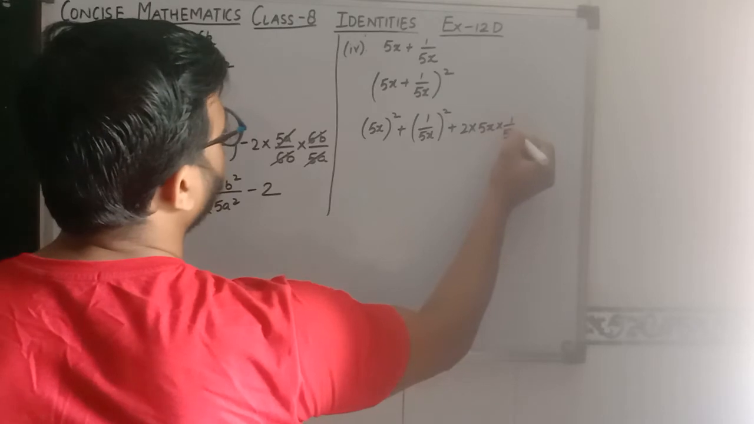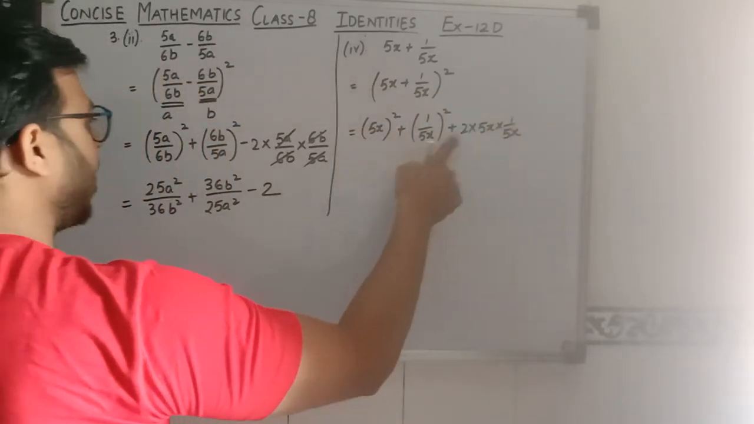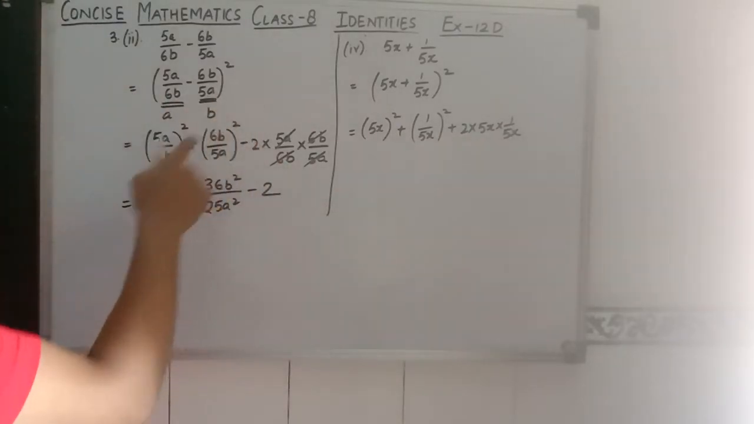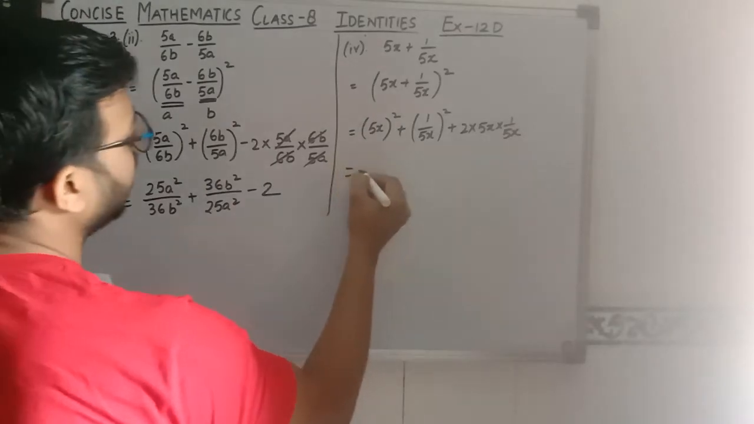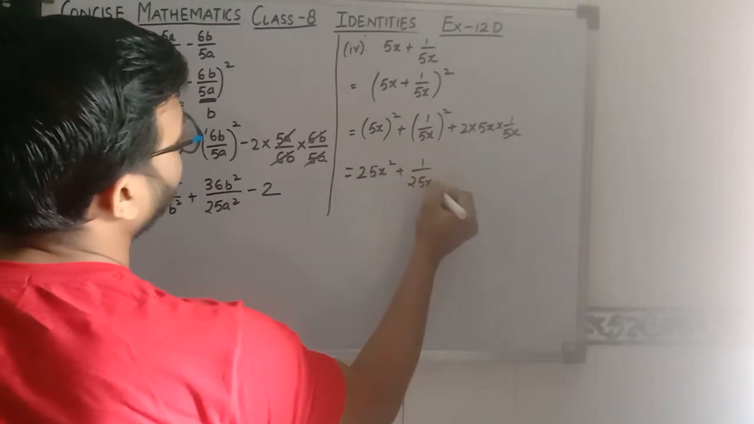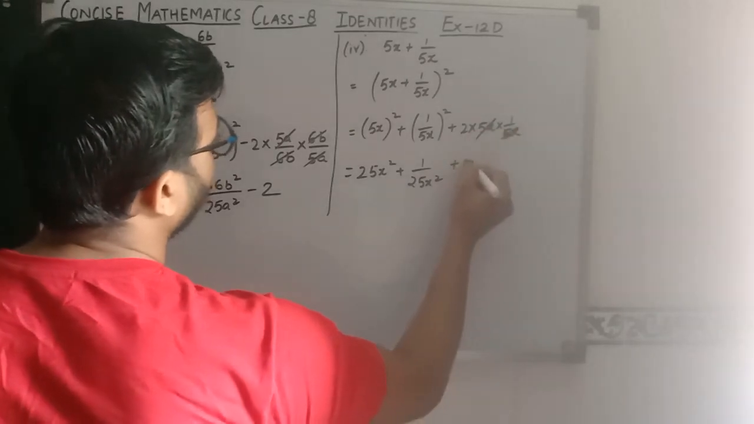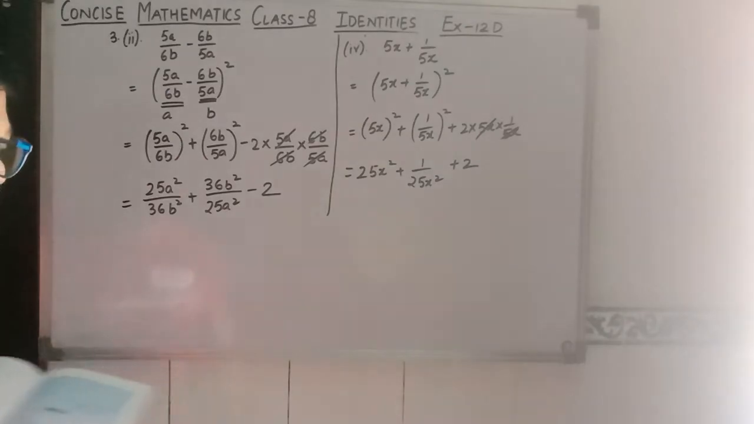2ab. Because here (a plus b) whole square is there, that is why we are applying a square plus b square plus 2ab. Here (a minus b) whole square, that is why we were applying a square plus b square minus 2ab. Now open it. 25x square plus 1 upon 25x square, 5x will be cancelled and plus 2 will be the remaining answer. So this is the fourth part of the question.